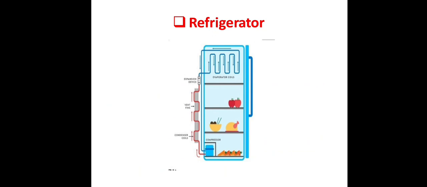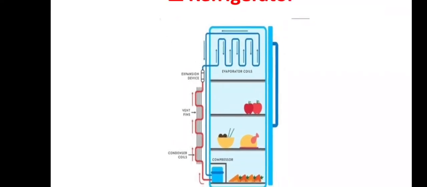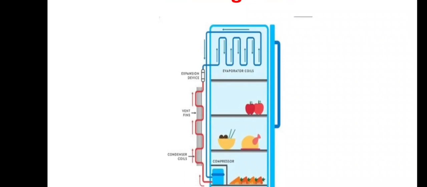After evaporation takes place, where the phase changes from liquid into vapor in the evaporator coil, this vapor is supplied to the compressor. Again in the compressor, the pressure and temperature of the refrigerant increase by the compression process, and high pressure, high temperature vapor is supplied to the condenser coil. In the condenser coil, latent heat of vaporization is rejected. The heat is rejected to the atmosphere, and the vapor is converted into liquid form. After that it is supplied to the expansion device.